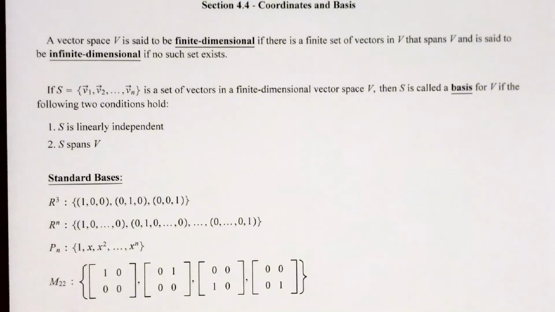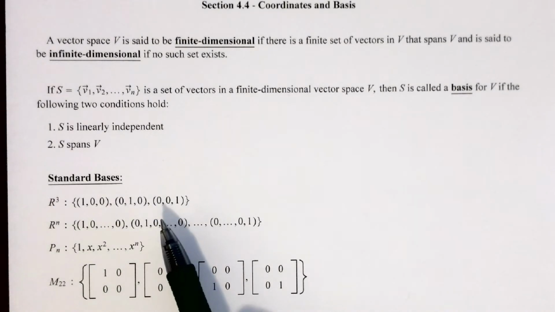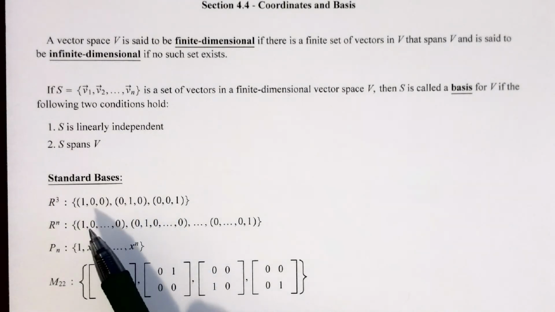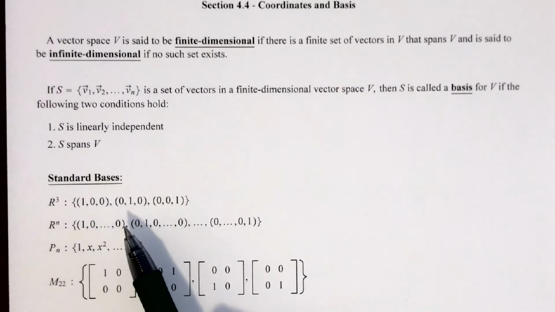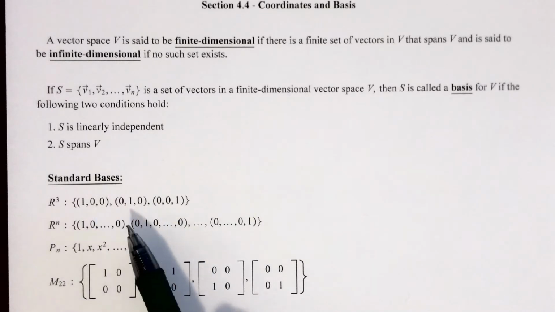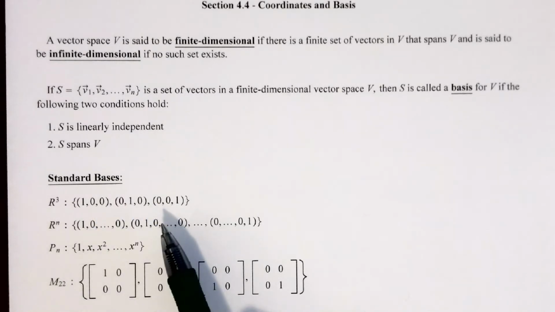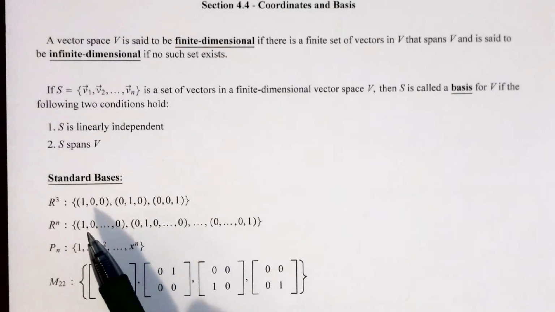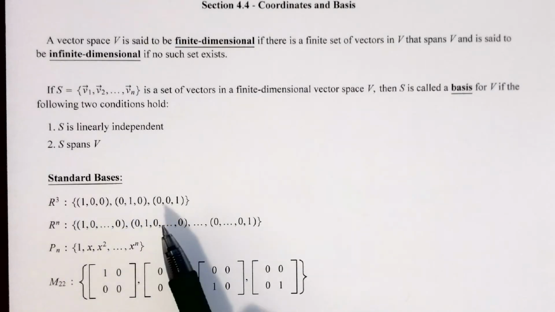Well, here are some standard bases. The first one I want to look at is in 3 space. All right, these 3 vectors form a basis for 3 space. Now you're familiar with these, so this is what I want you to think about. This is the vector usually called I, and this is J, and this is K. Okay? So first of all, are these 3 vectors linearly independent? Think about that.